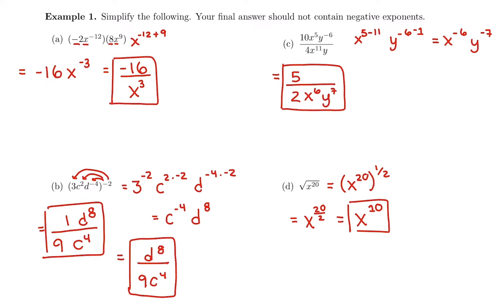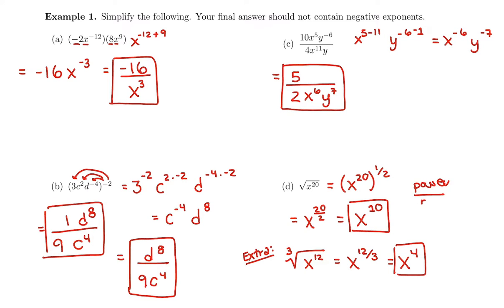Power over roots, and I'm going to give you an extra example of that since I know roots are hard. Nobody really likes fractions. Let's do the third root of x to the 12th. You can always write power over roots. The power is 12, the root is 3. This would be x to the 4th. Power over root, so 20 over 2 or 12 over 3, a couple examples of writing power over root. And just remember the square root means the second root, so you're dividing by 2 when you do your power over root.